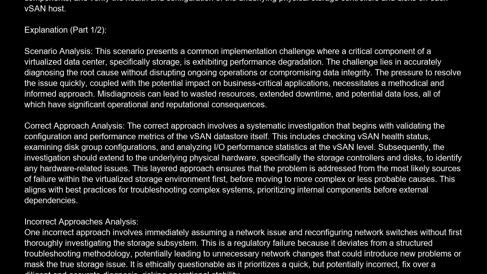hardware-related issues. This layered approach ensures that the problem is addressed from the most likely sources of failure within the virtualized storage environment first, before moving to more complex or less probable causes. This aligns with best practices for troubleshooting complex systems, prioritizing internal components before external dependencies. Incorrect approaches analysis. One incorrect approach involves immediately assuming a network issue and reconfiguring network switches without first thoroughly investigating the storage subsystem.